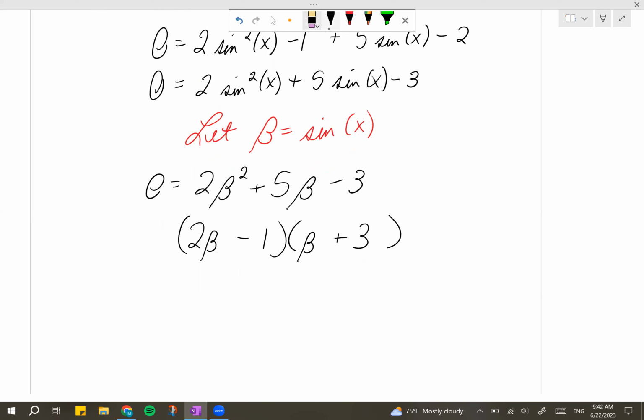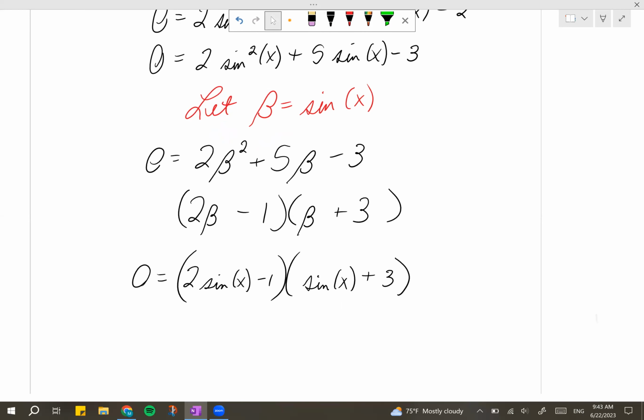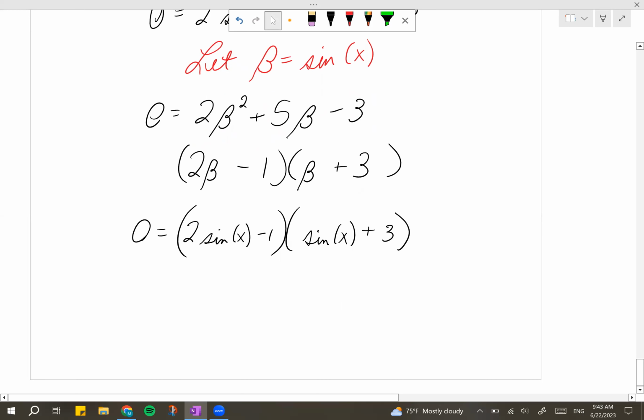Alrighty, then I'm going to replace back my beta equals sine of x, and I'm going to get 0 is equal to 2 sine of x minus 1 times sine of x plus 3. Alrighty. So now I'm going to set each one of these equal to 0. 2 sine of x minus 1 equals 0, or sine x plus 3 equals 0.